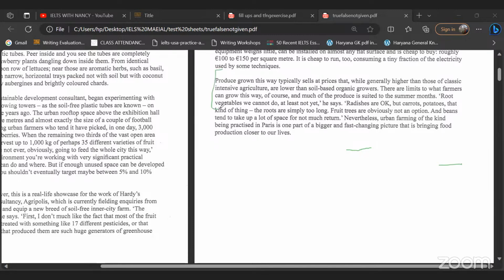If you read the first line, produce grown this way. Produce grown means fruits and vegetables. This way typically sells at price that, while generally higher than those of classic intensive agriculture, are lower than soil-based organic growers. Are you getting? Those of classic intensive agriculture are lower than soil-based organic growth. Classic intensive agriculture is traditional farming they're talking about. Is that clear? So answer has to be true. Getting?